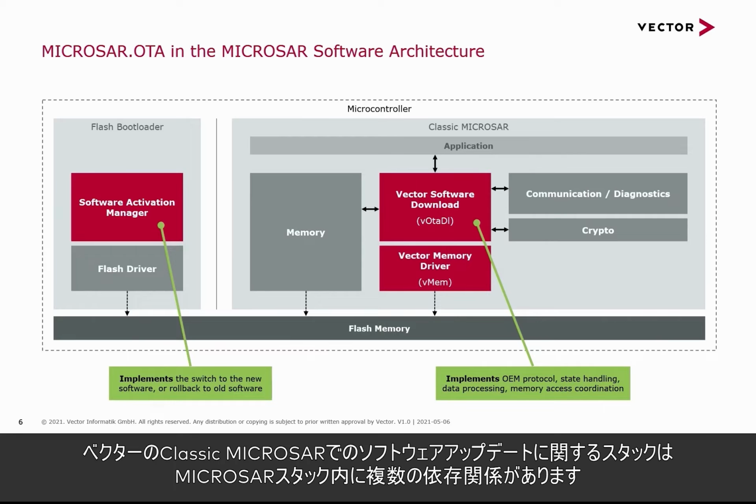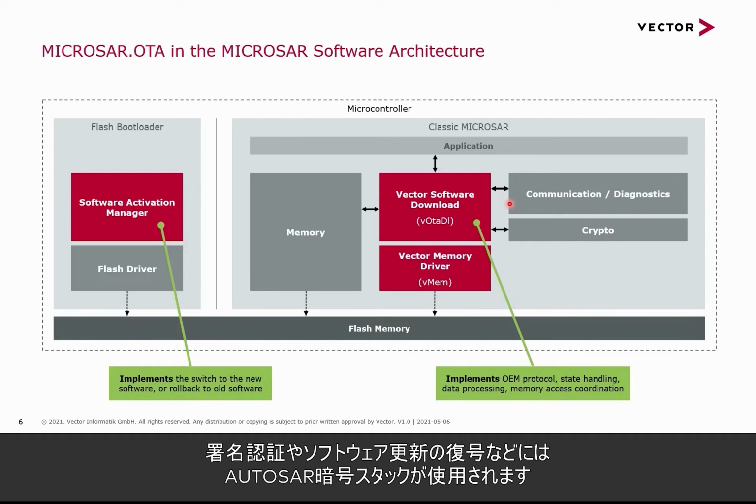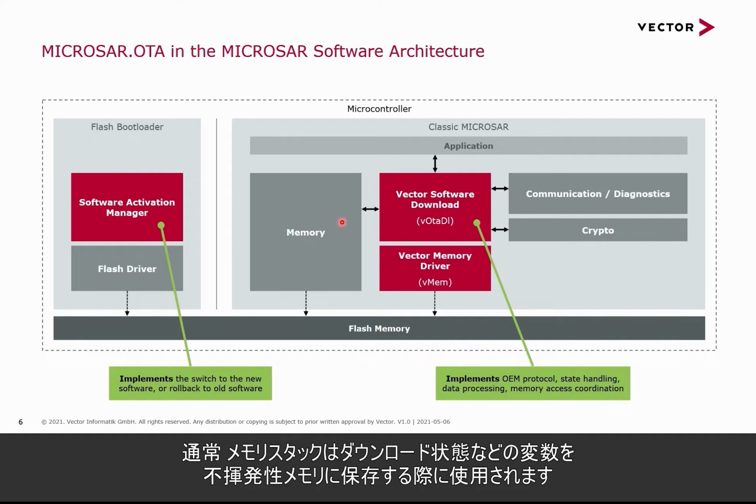The Vector software download stack in classic MICROSAR has several dependencies within the MICROSAR stack. In particular, it has dependencies to the communication or diagnostic stack, depending on the OEM protocol. The AUTOSAR crypto stack is used, for example, for signature verification or decryption of the software update. Usually, the memory stack is used to store the download state or other state variables in non-volatile memory.